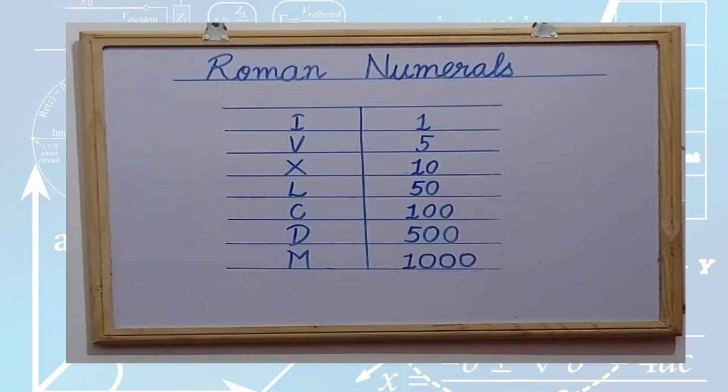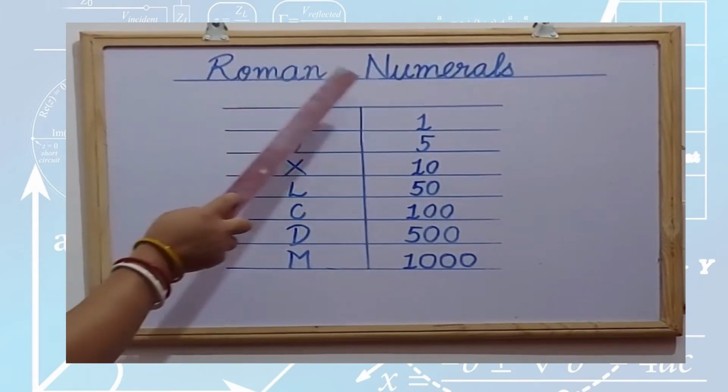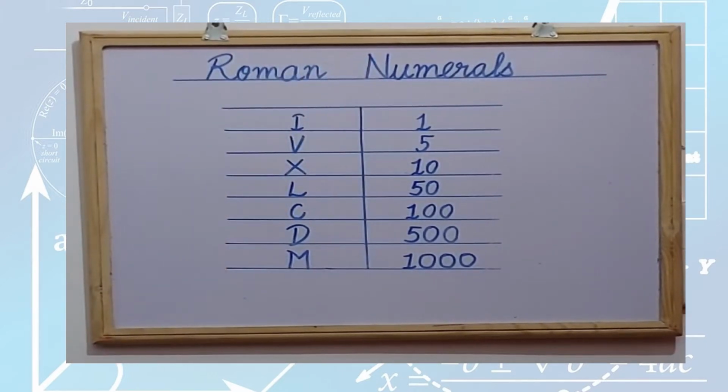Children, today we are going to learn about Roman numerals. Children, in India we use 0, 1, 2, 3, 4, 5, 6, 7, 8 and 9 as numbers. These were used by Hindus and then by Arabians. So, they are known as Hindu-Arabic numerals. But now, these numbers are used worldwide. That is why they are known as international numerals.